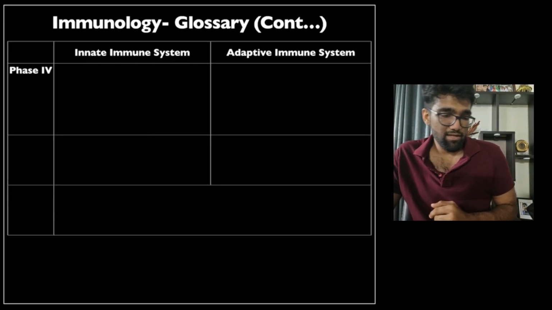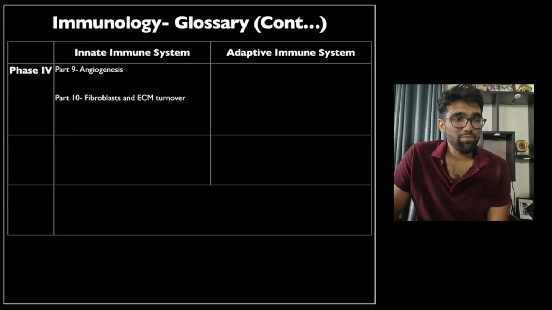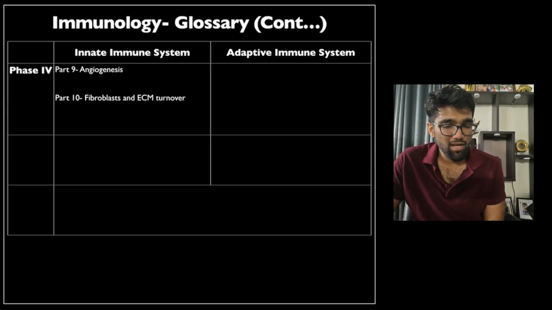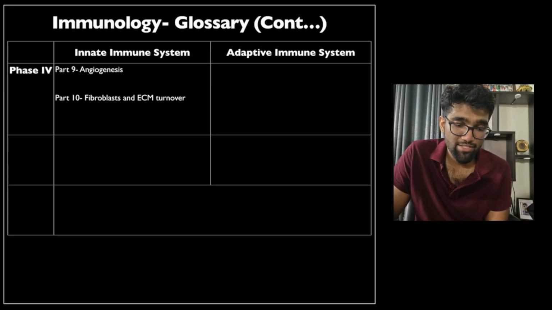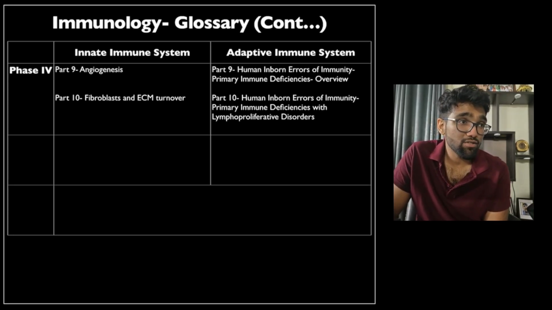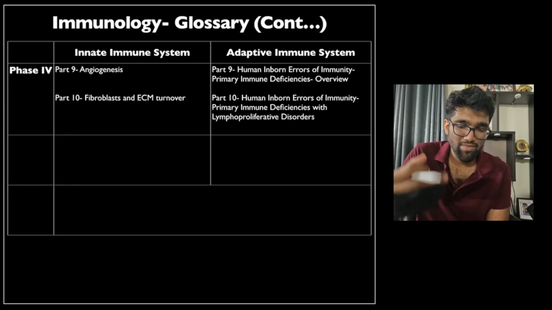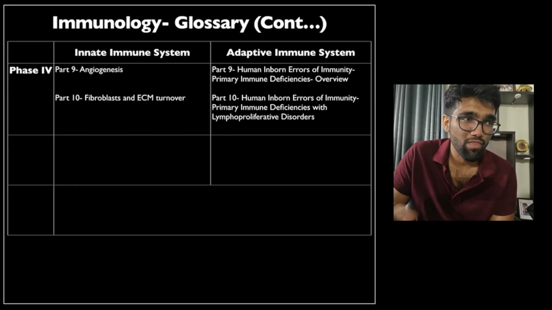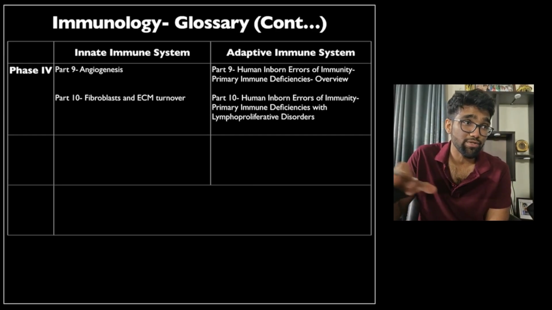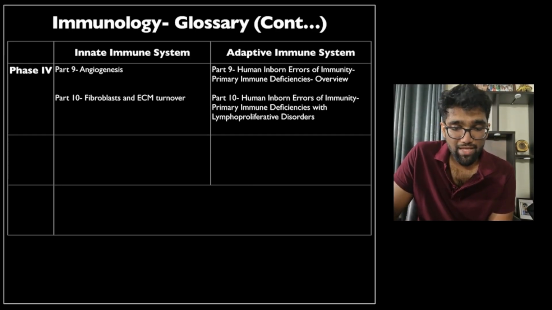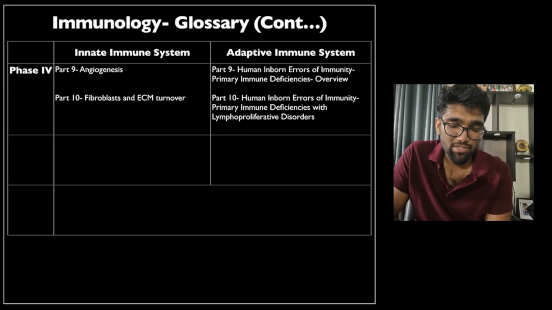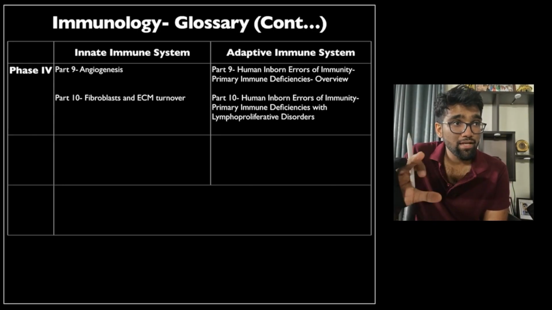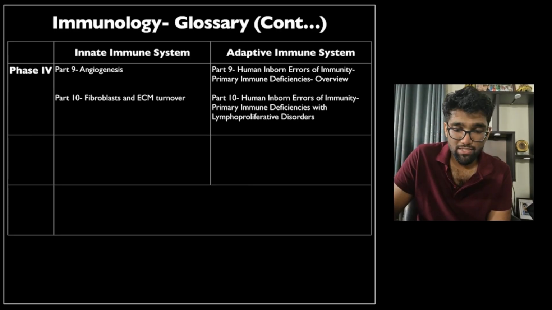Now in the fourth phase, and this will probably take me over a year, I'll talk about some other non-immune responses that are initiated by the innate immune system, like angiogenesis and the functioning of fibroblasts and extracellular matrix turnover. And you can see how this is continuing into discussions of individual disease pathogenesis. Then we'll get into human inborn errors of immunity, that is what we call primary immunodeficiencies. I'll talk about the main primary immunodeficiencies, their broad classification.